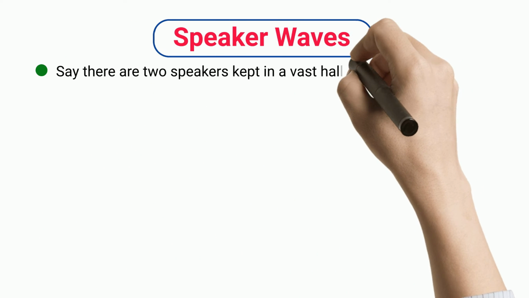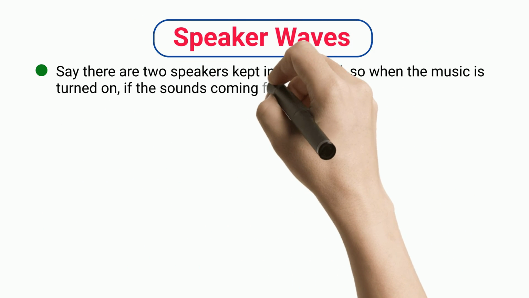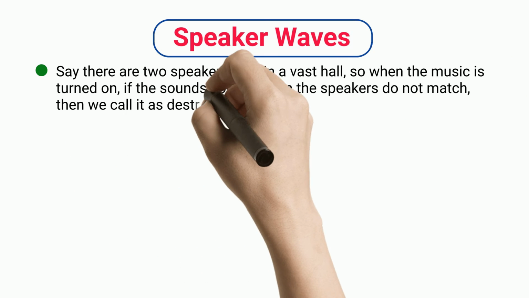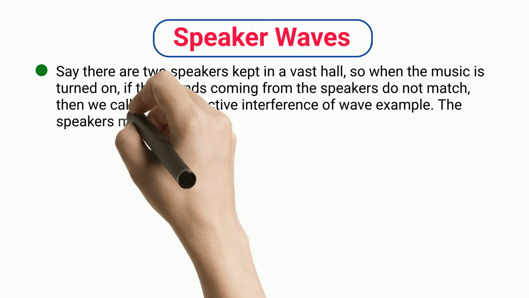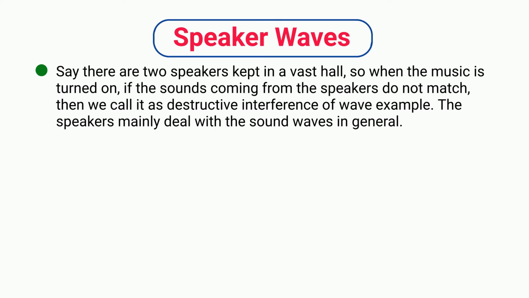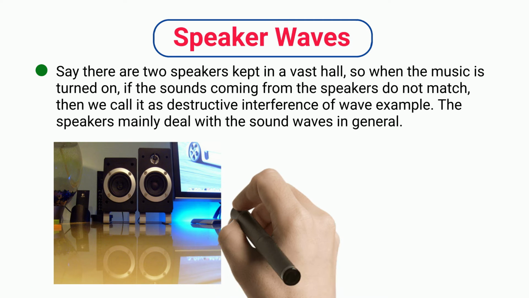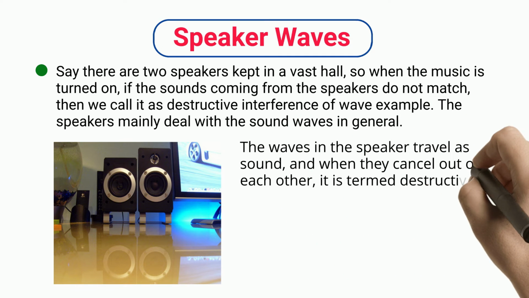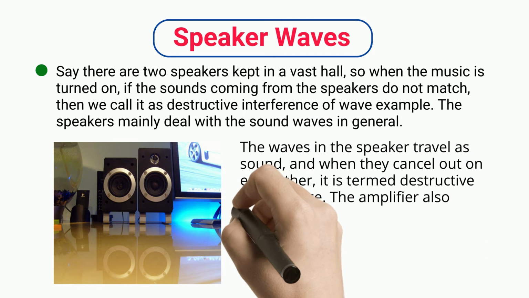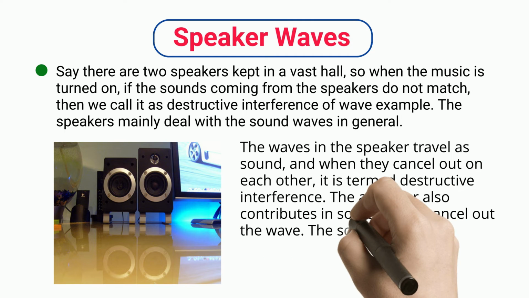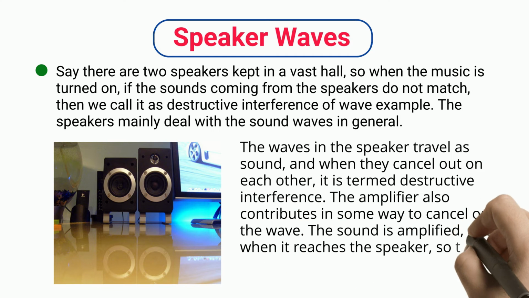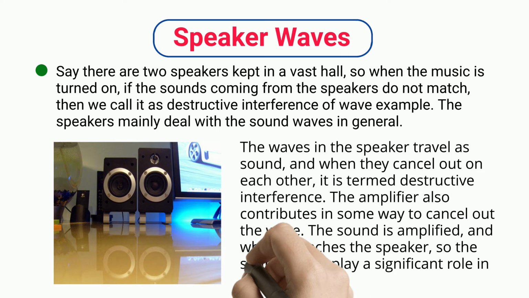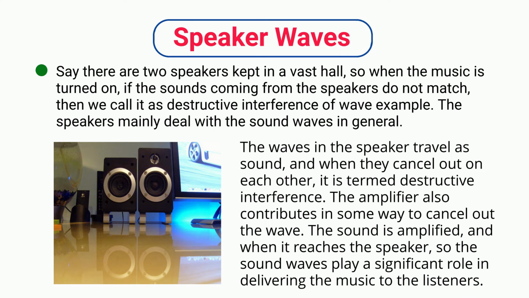Say there are two speakers kept in a vast hall, so when the music is turned on, if the sounds coming from the speakers do not match, then we call it a destructive interference of wave example. The speakers mainly deal with sound waves in general. The waves in the speaker travel as sound, and when they cancel out each other, it is termed destructive interference. The amplifier also contributes in some way to cancel out the wave. The sound is amplified, and when it reaches the speaker, the sound waves play a significant role in delivering the music to the listeners.